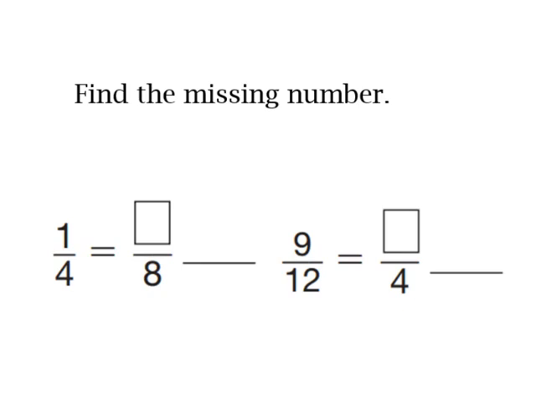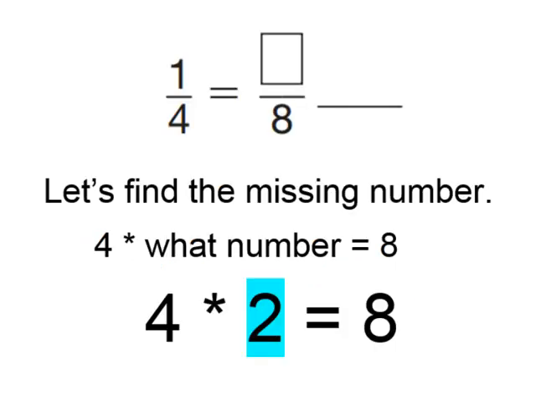Let's start with 1/4. Let's find the missing number. 4 times what is equal to 8? 4 times 2 is equal to 8. Pretty simple. Now let's see what we need to do with that numerator.